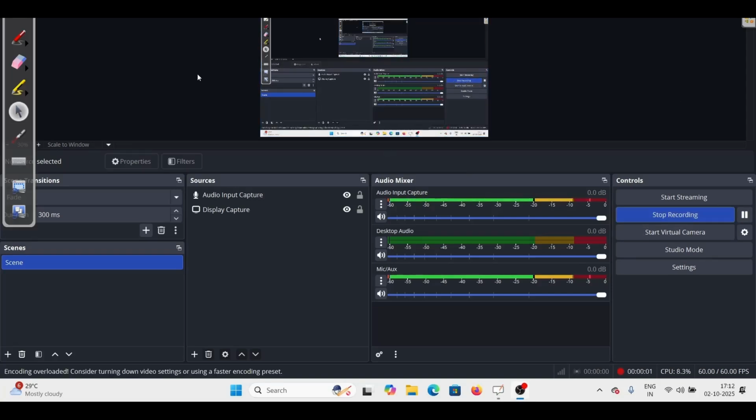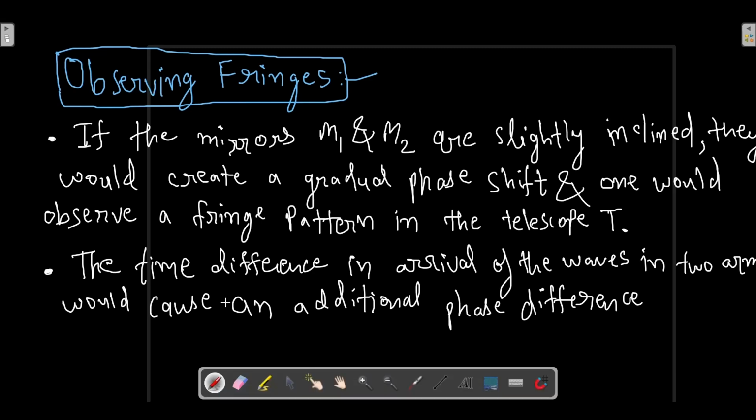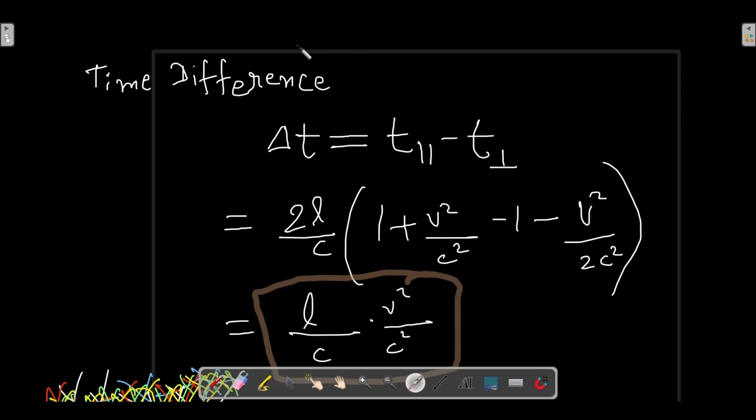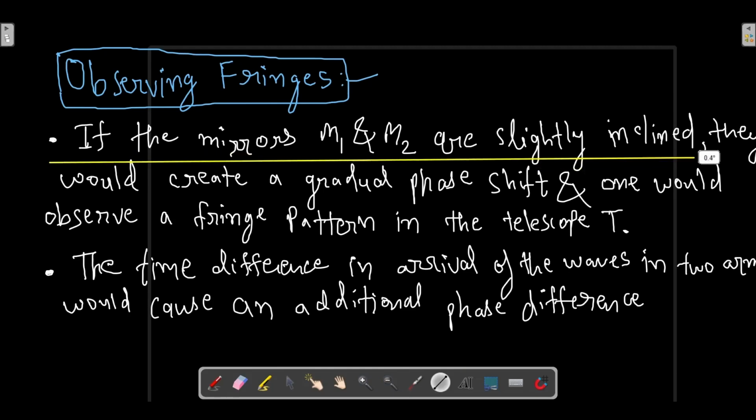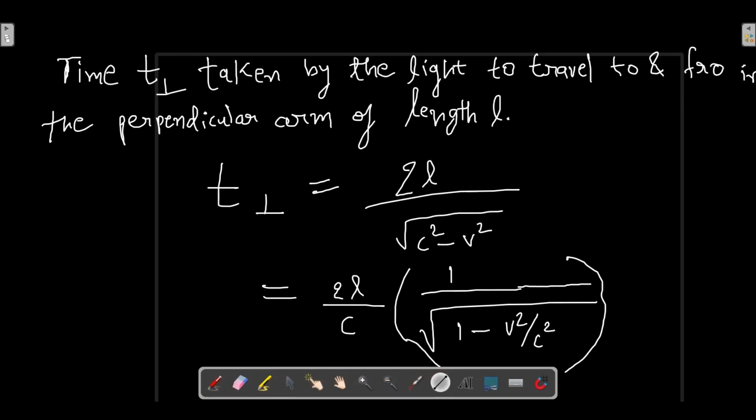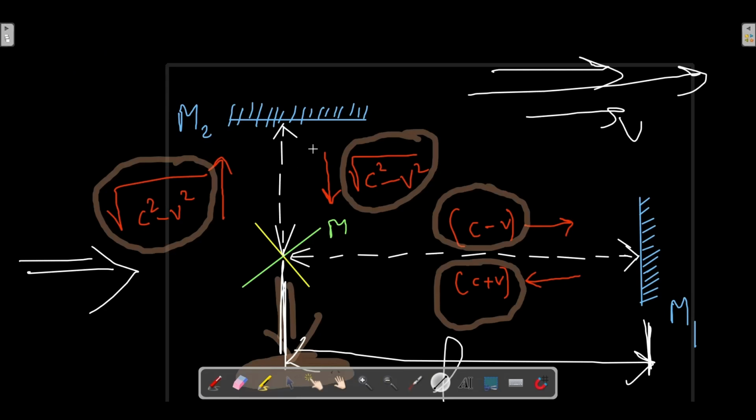Let us learn about observing the fringes in this particular class. So, observing fringes. We have already learned the time difference in the previous segment. Now one fact is that the mirrors M1 and M2 are slightly inclined. What it is saying is that the mirrors M1 and M2 are marginally inclined.